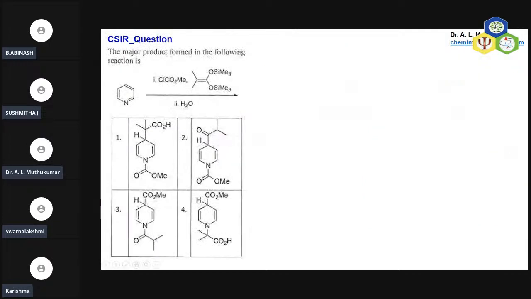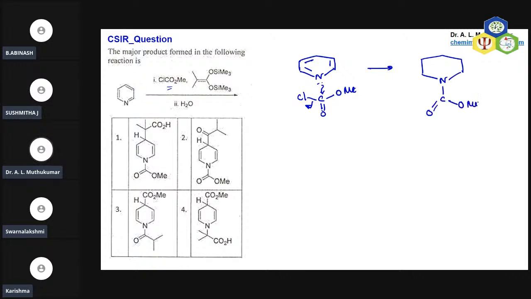Okay, fine. So we have one more question. This is also yet another simple question. So what is happening here? Pyridine is treated with methyl chloroformate. The reagent name is methyl chloroformate. What is happening? The nitrogen lone pair is attacking here. This will be going. I already explained with N-acetylation of pyridine. Same kind of reaction is taking place. So C=O, OMe will be there, and it will have a positive charge.